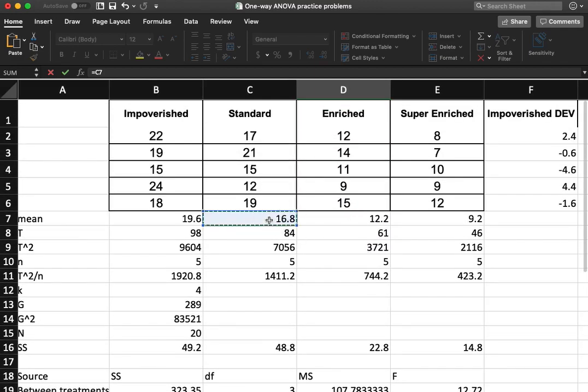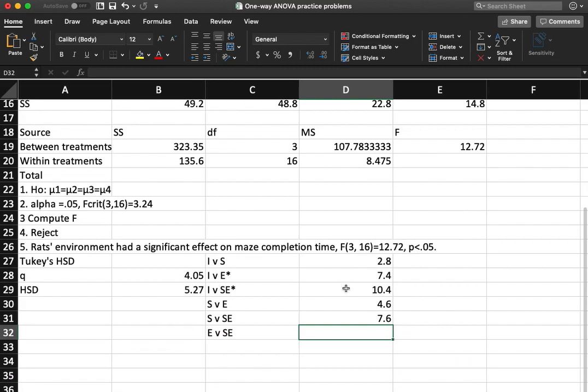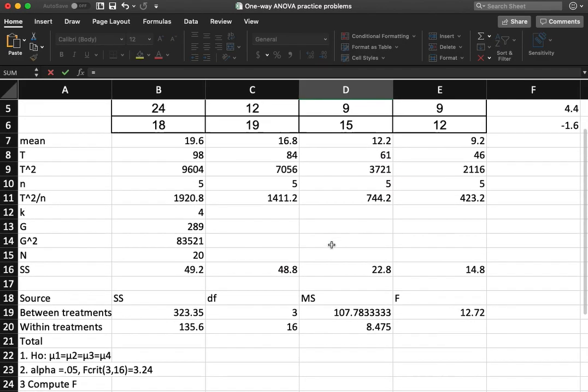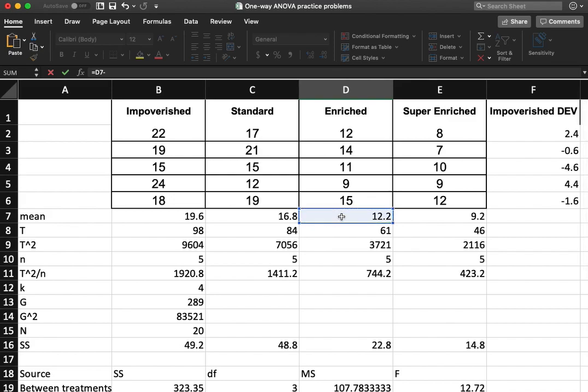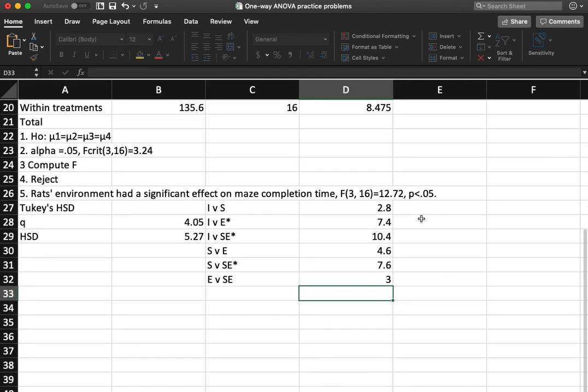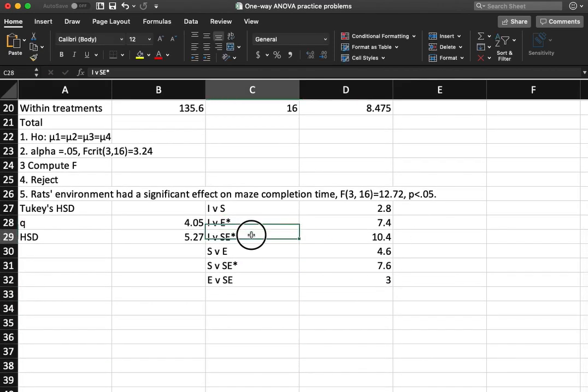Standard versus super enriched. 7.6, that's bigger than 5.27, so that one is significant. And the last one, enriched versus super enriched. Not significant. So we got 3 significant differences to report, and 2 of them involve the same category, super enriched.